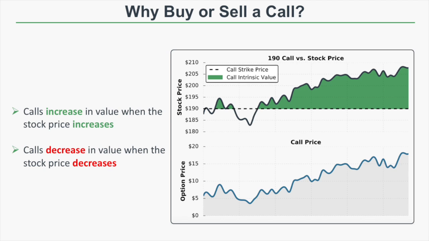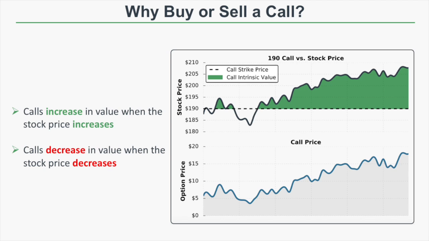So if someone bought one of these call options for $5 and sold it near 20, their profit would be $1,500 per contract. On the other hand, if someone sold this option for $5 and later bought it back for 20, they would have a $1,500 loss per contract. So call buyers anticipate that the stock price will increase because the call price will increase, and call sellers anticipate that the stock price will decrease because the call price decreases as the stock price falls.